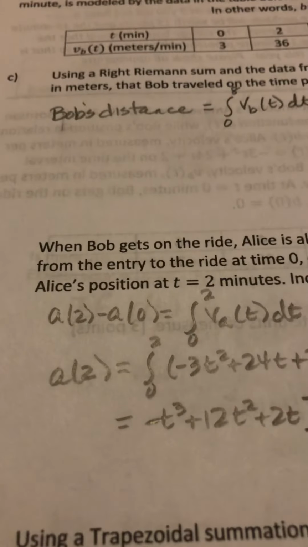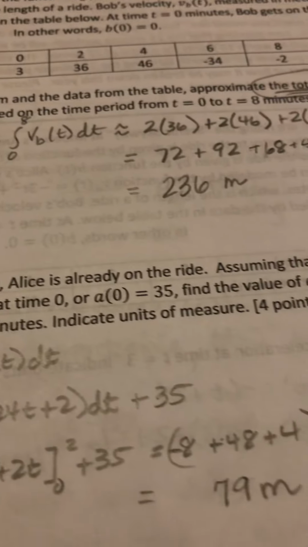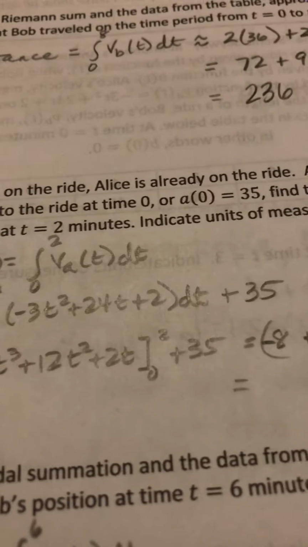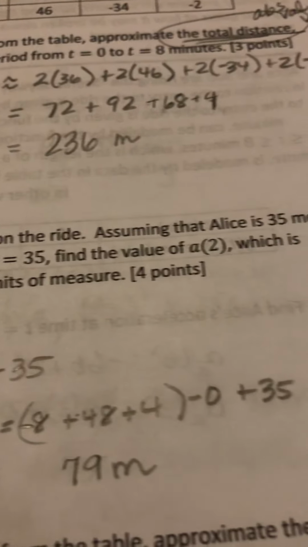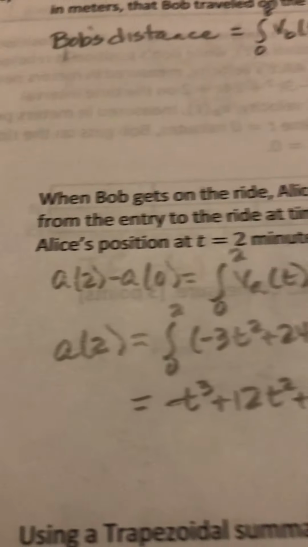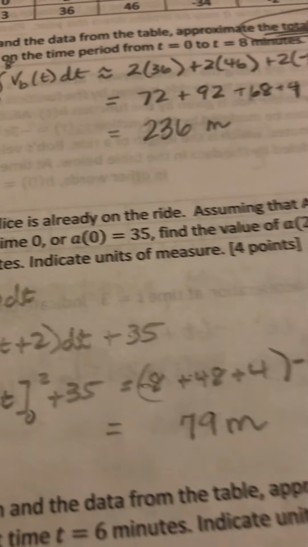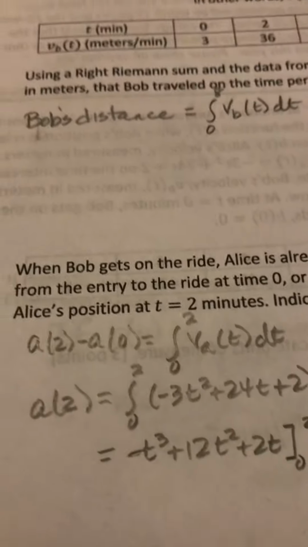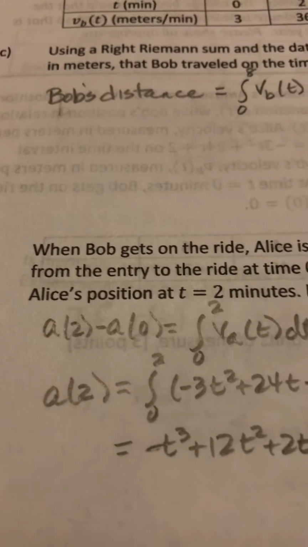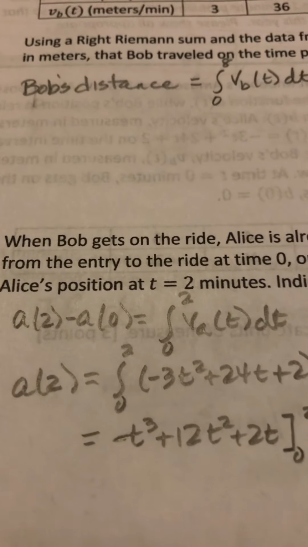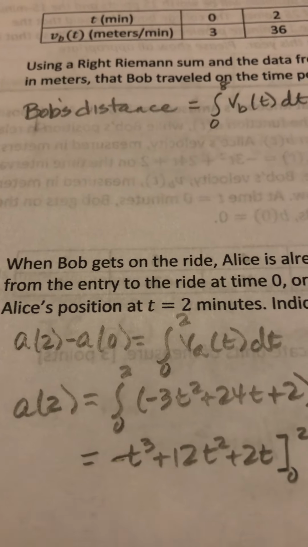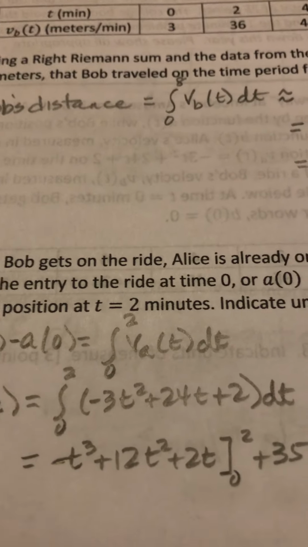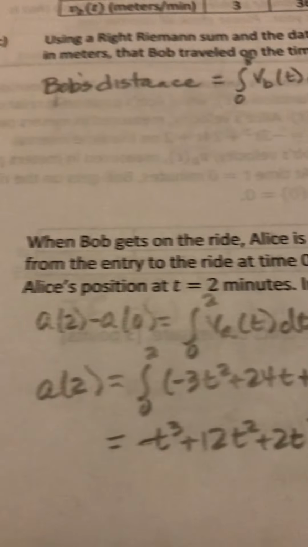Okay. Part D, when Bob gets on the ride, Alice is already on, and assuming that Alice is 35 meters from the entry to the ride at time 0, or A of 0 is 35, find the value of A of 2, Alice's position at time t equals 2 minutes. So here we go, FTC again. We know A of 0, we're looking for A of 2. A representing not acceleration, Alice's position. So the position at 2 minus the position at 0 is the integral from 0 to 2 of her velocity.